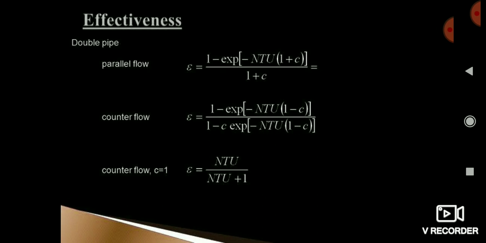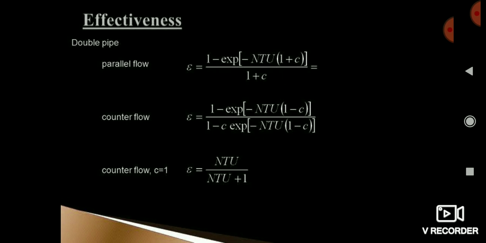And friends, in case of counter flow, effectiveness is 1 minus e to the power minus NTU (1 minus C), divided by 1 minus C into e to the power minus NTU (1 minus C). I think all of you should remember this formula because it is going to be very useful. Many times questions have been asked on this formula.